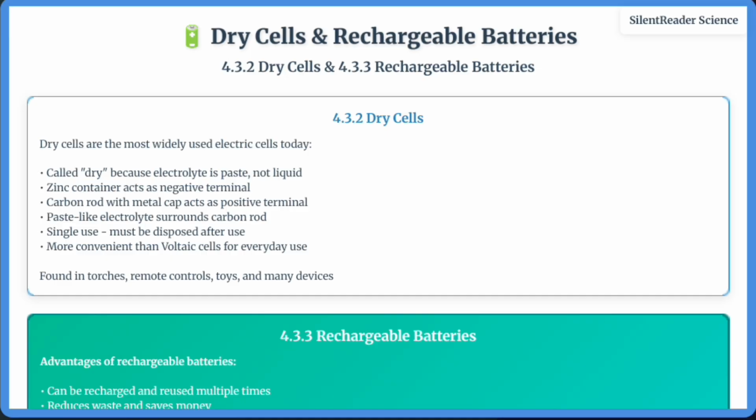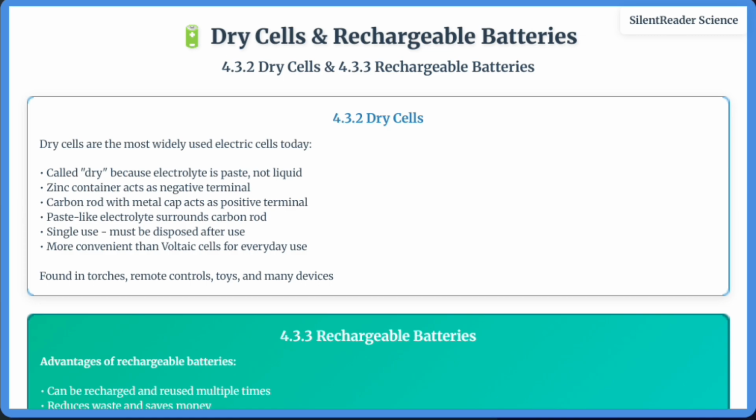Rechargeable batteries, on the other hand, can be recharged and reused multiple times. This reduces waste and saves money. There are many types of rechargeable batteries used for different applications, from small batteries in watches and phones to large batteries in electric vehicles.